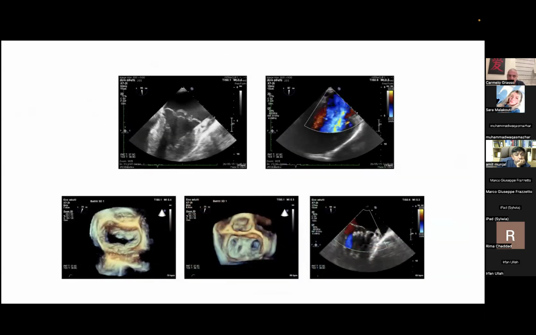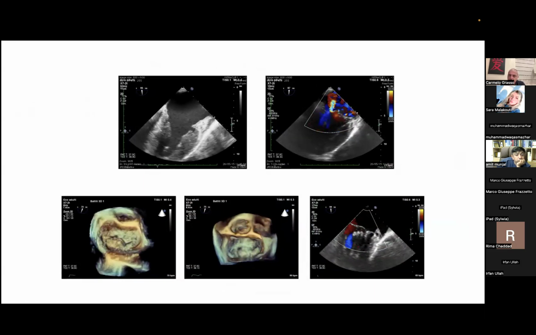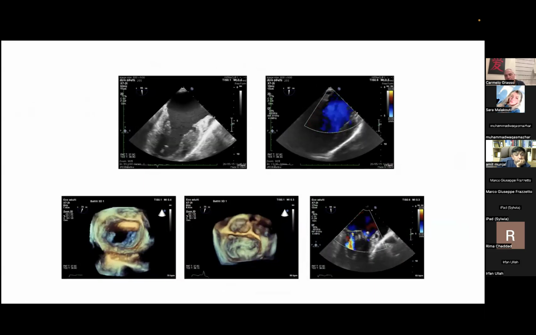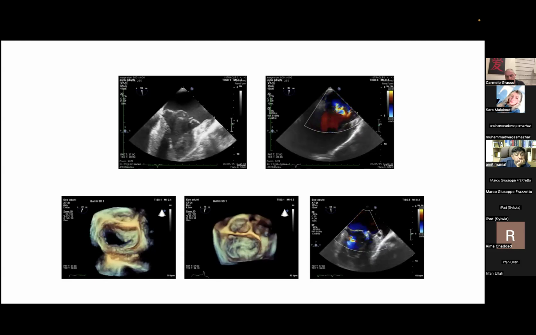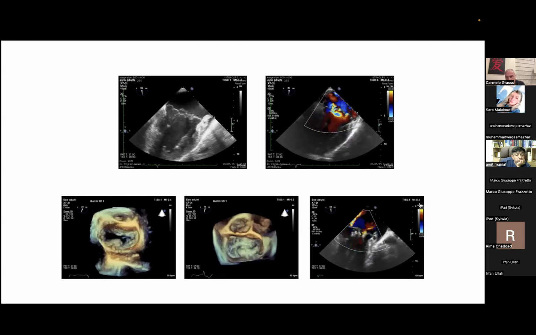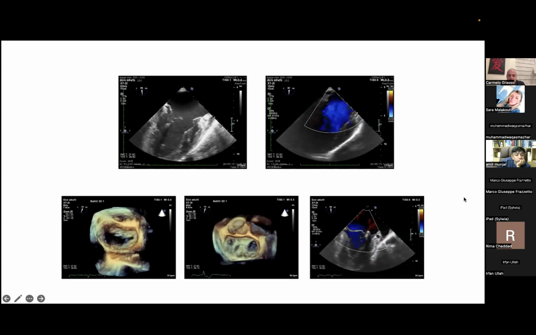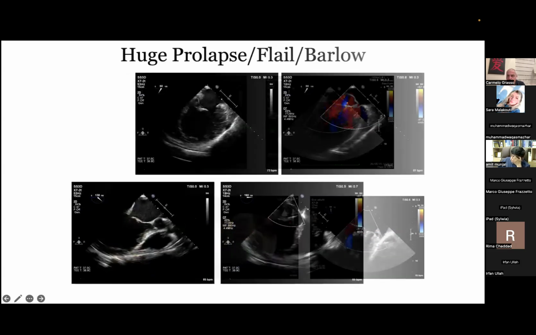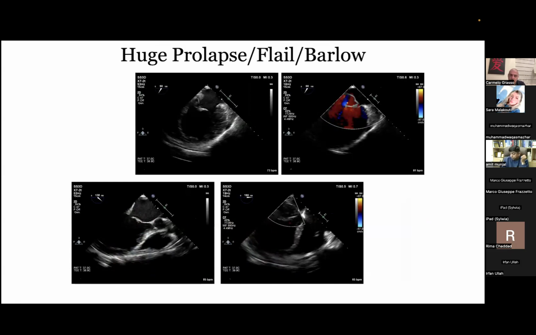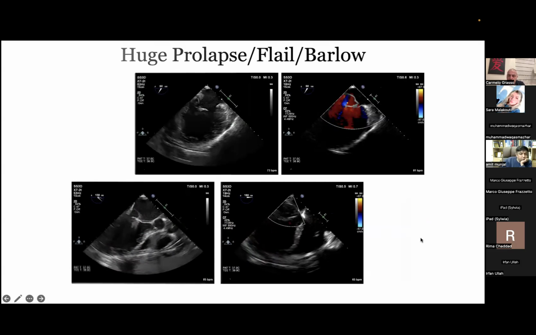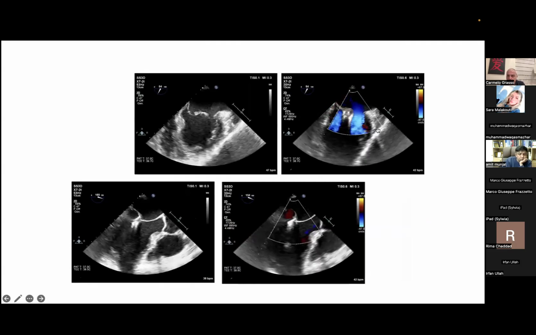In this case, you see a severe Barlow disease with a huge regurgitation with multiple jets, and then we put 4 different clips. I don't know if you can see here, 1, 2, 3, 4 clips. These are usually patients with huge and very large valves, so we do not have so much issue about mitral valve gradient.